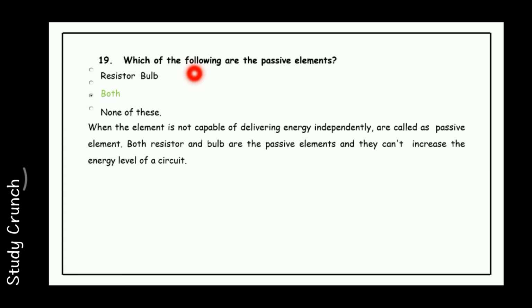Next, which of the following are passive elements? So resistor and bulb both are passive elements. Elements that are not capable of delivering energy independently are called passive elements. Both of these are passive and they can't increase the energy level of the circuit.